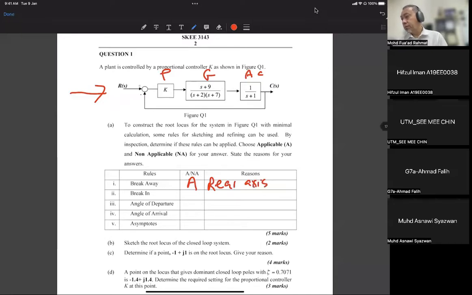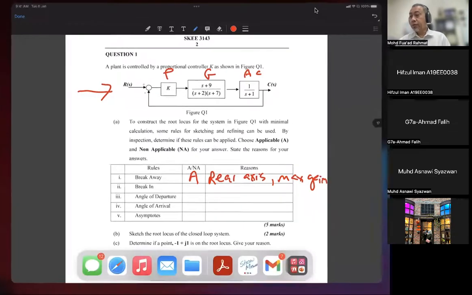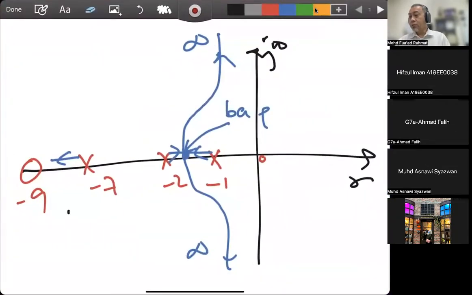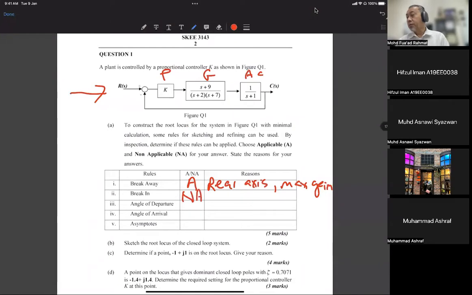Maximum gain. Break in usually happens between two zeros. So there are no two zeros, only a single zero. So not available. So this one, minimum gain, not available. Angle of departure also not available. Angle of arrival also not available. Angle of departure is usually because of complex conjugate poles, and there are none. Angle of arrival not available due to no complex conjugate zeros.